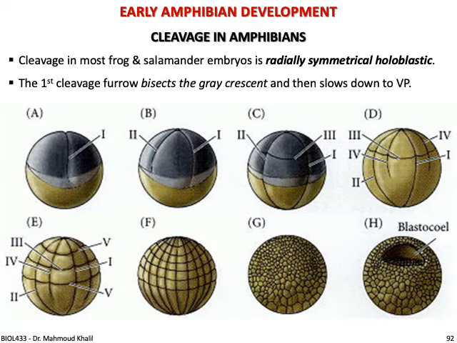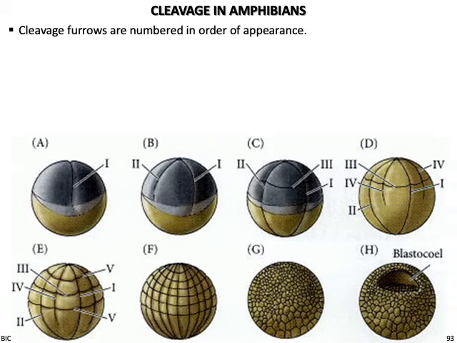If we look again at the cleavage, you'll find that the first cleavage is followed by the second, third, fourth, and so on until a ball of cells is formed. Due to the concentration of the yolk at the vegetal part, there is retardation in the cleavage furrow, which leads to formation of two types of blastomeres, and the cavity formed is shifted to the animal pole and is called the blastocele.